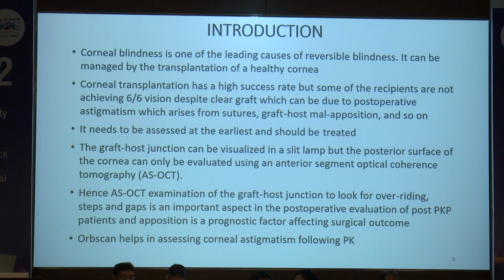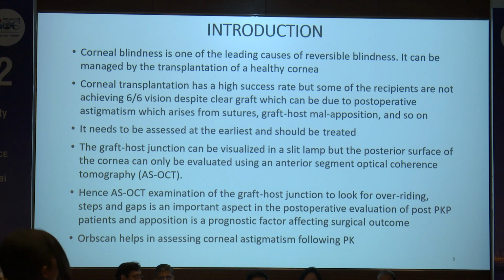Introduction. Corneal blindness is one of the leading causes of reversible blindness. It can be managed by transplantation of a healthy cornea. Cornea transplantation has a high success rate, but not all patients achieve 6/6 vision because of post-operative astigmatism, which arises due to sutures, graft host malapposition, and so on. It needs to be assessed at the earliest.